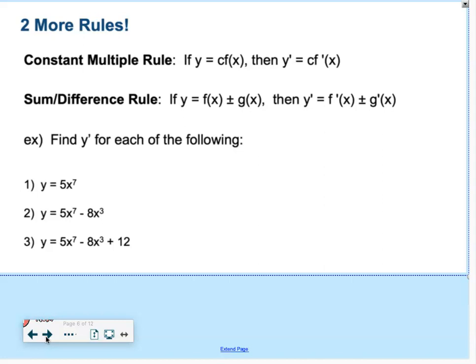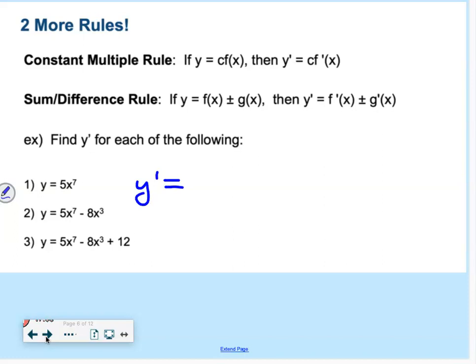Okay. Sum difference rule: if you have sums of functions, you just do their derivatives and add them together. So I'm going to walk you through one problem, and then you are going to do the next 2 problems. So problem number 1, I've given you y equals 5x to the 7th, and I want y prime. I'm going to walk you through this because I want you to know how my brain works these problems.